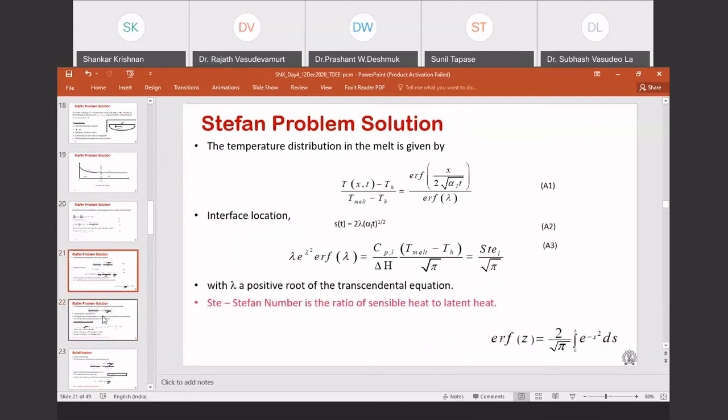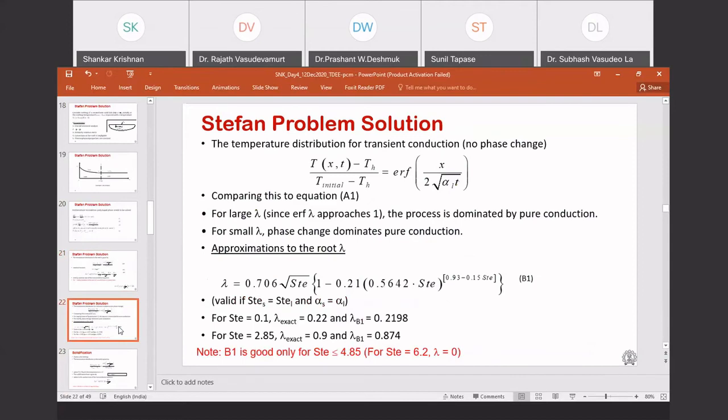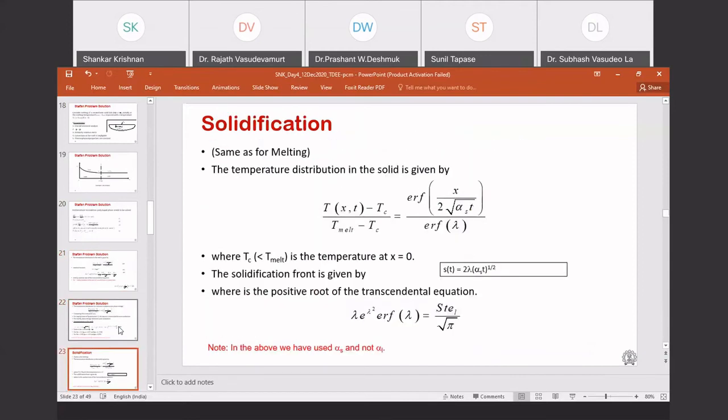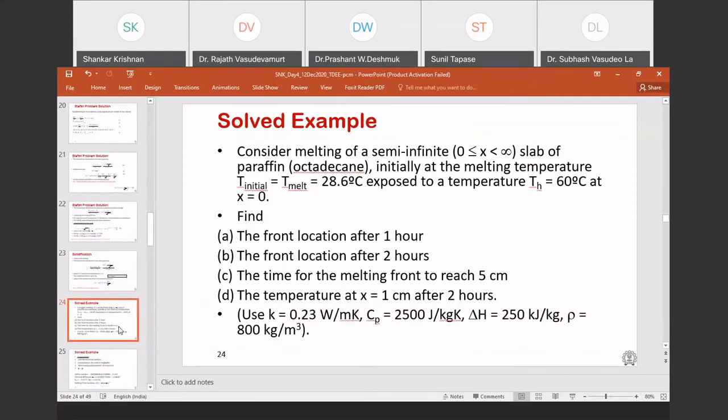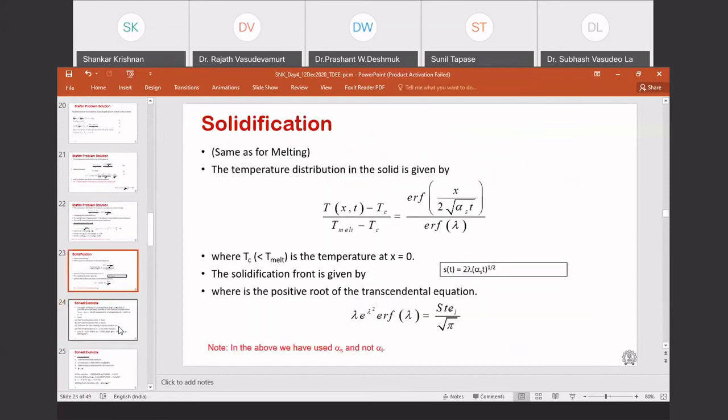So there is a non-dimensional number that naturally arises from this problem. It's called the Stefan number. The Stefan number is the ratio of sensible heat to latent heat. So if the Stefan number is small, latent heat is dominating, so the melting front will move slowly. If the Stefan number is large, the melting is happening at a very, very fast rate. So the melting front is moving very fast. That's what it means. So you can solve this analytically only for very simple cases, and that's what I've shown. I will send these notes.